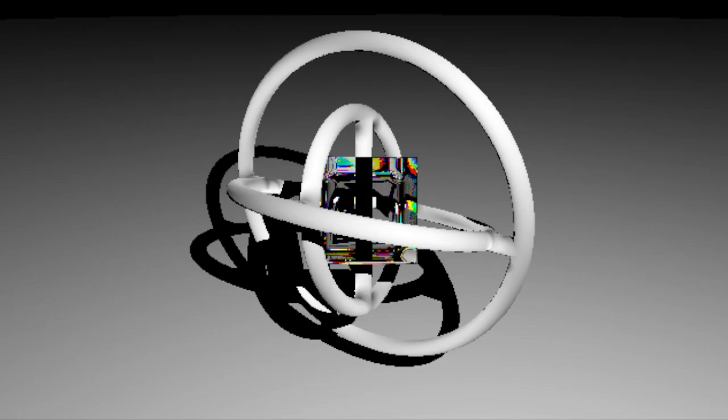The gimbal lock is pretty nauseating when it happens, and it's a big enough problem to warrant designing a new stabilizer that doesn't rely on gimbals.